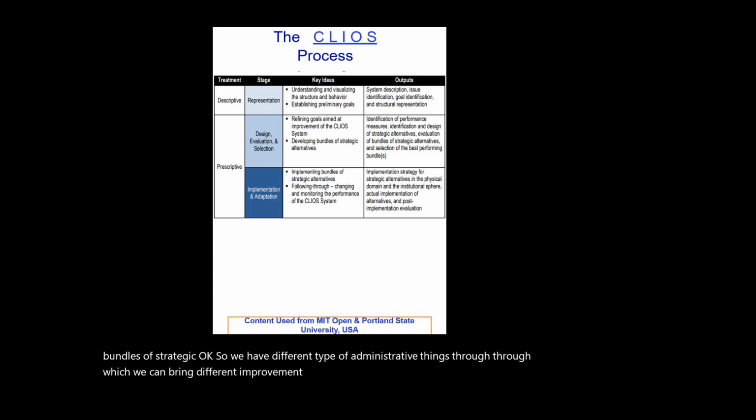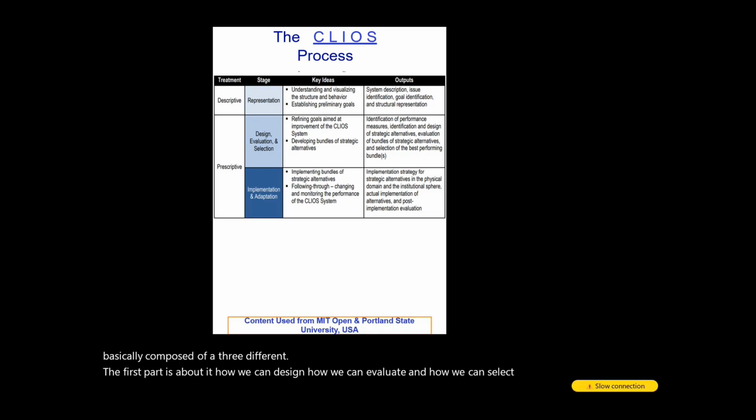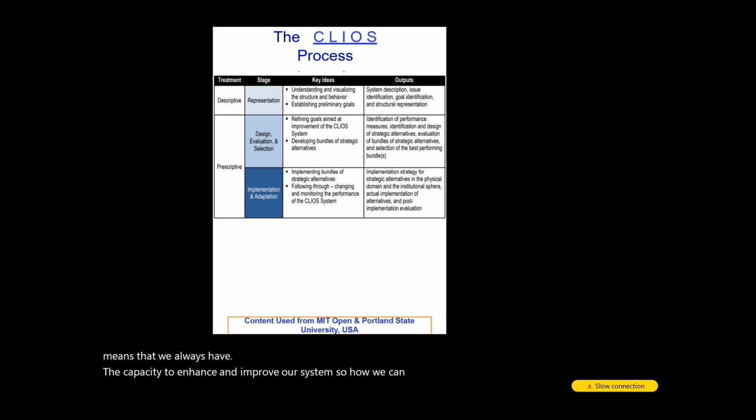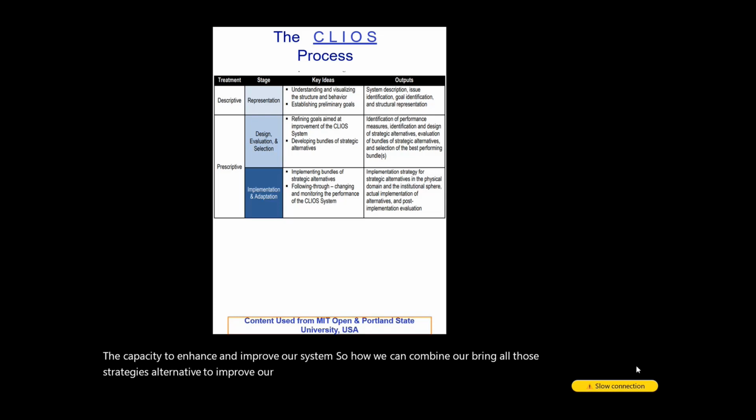But what is the role of design evaluation? Look, this is composed of three different words. The first part is how we can design, how we can evaluate, and how we can select. It means we always have the capacity to enhance and improve our system. So how can we combine or bring all those strategies and alternatives to improve our system? In this stage, we look at how different strategic alternatives change the system performance. So when we talk about different performance, we mean who? Ali, could you imagine? We mean who?